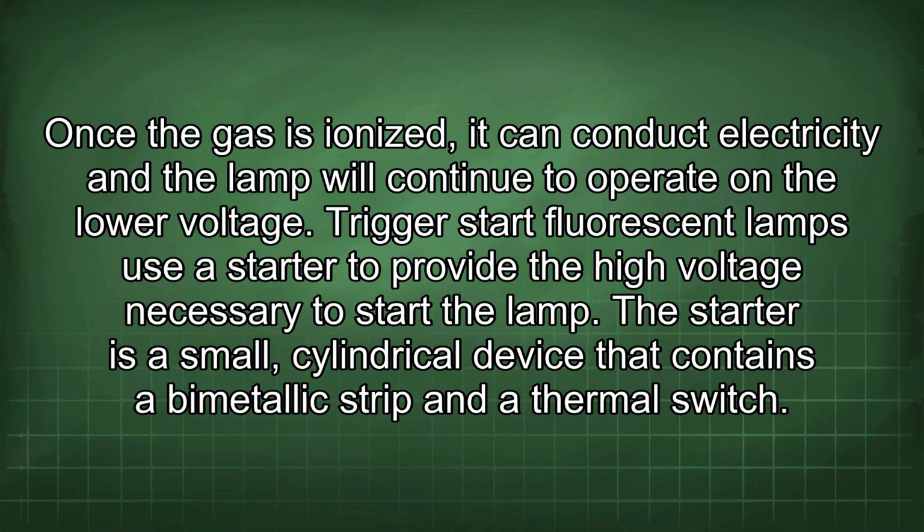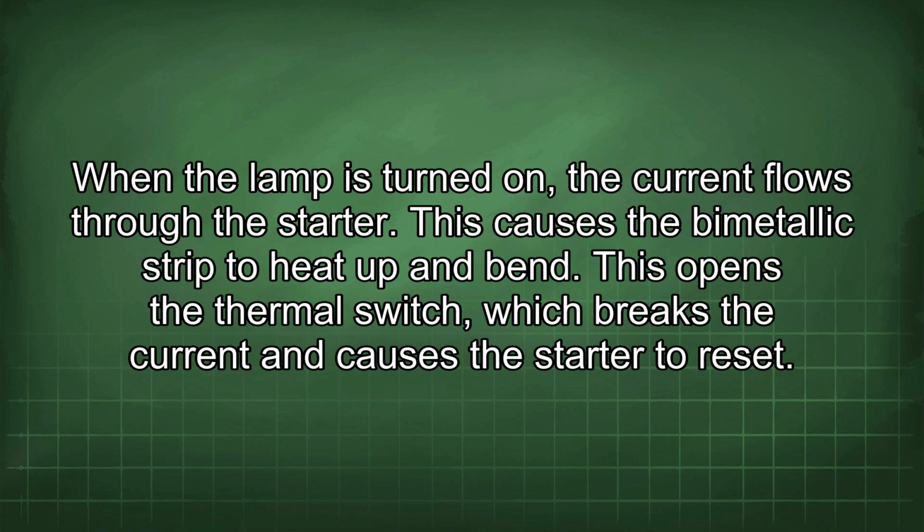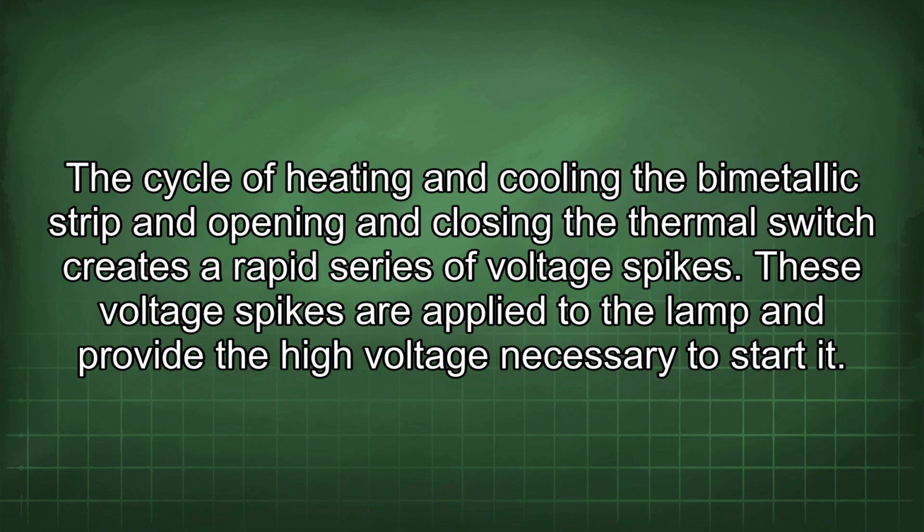The starter is a small, cylindrical device that contains a bimetallic strip and a thermal switch. When the lamp is turned on, the current flows through the starter. This causes the bimetallic strip to heat up and bend. This opens the thermal switch, which breaks the current and causes the starter to reset. The cycle of heating and cooling the bimetallic strip and opening and closing the thermal switch creates a rapid series of voltage spikes. These voltage spikes are applied to the lamp and provide the high voltage necessary to start it.